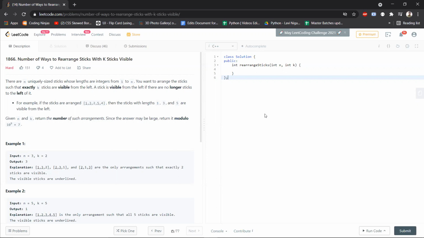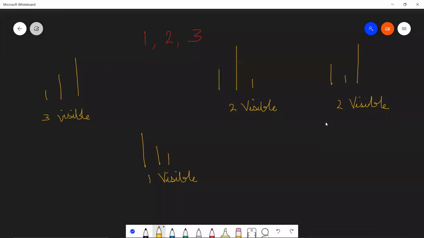So let's go into example number 1, where n is equal to 3 and k is equal to 2. I have a few cases drawn over here. These will be the lengths of the sticks, right? And k is given to us as 2. So we want two sticks to be visible when we view them from the left side, right? Okay. So I have some ways drawn over here.